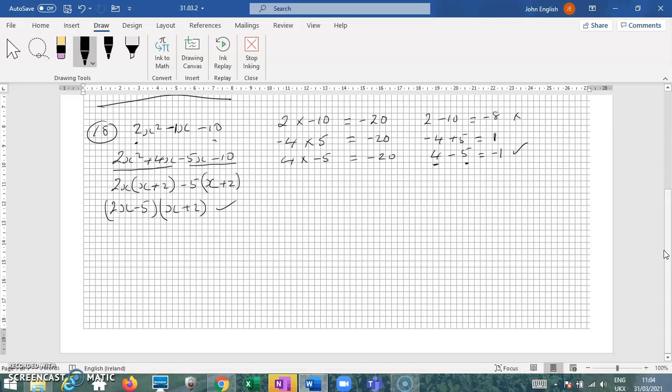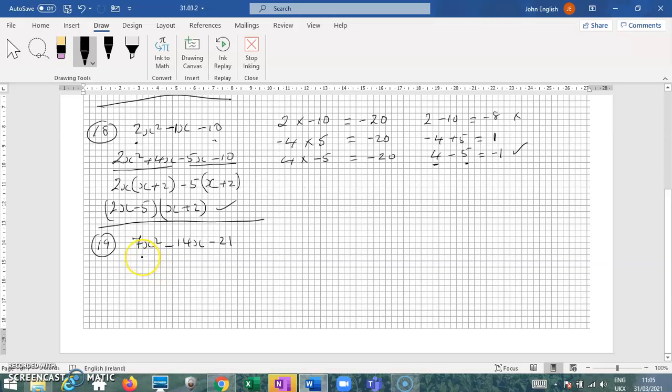Number 19. Number 19. Just draw a line here. So number 19. Number 19 is 7x squared minus 14x minus 21. Okay, this one's a little bit trickier.